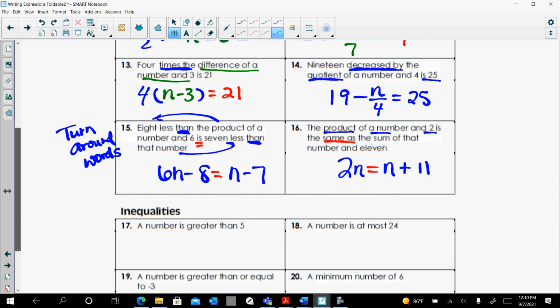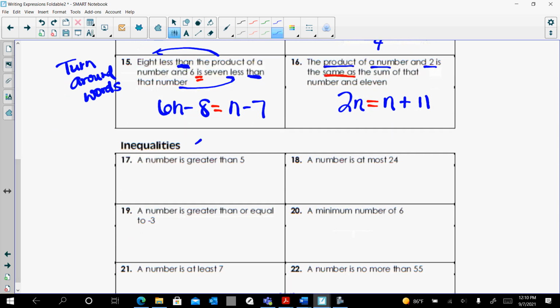All right, so for this last section, for the inequalities, this is when I should be seeing the symbol that's less than, greater than, less than or equal to, or greater than or equal to. So you have to read phrases that match the symbol. On 17, because this is a number, it's right there, greater than, which symbol am I using for that? That would be this symbol. So a number is greater than 5. That would be n greater than 5.